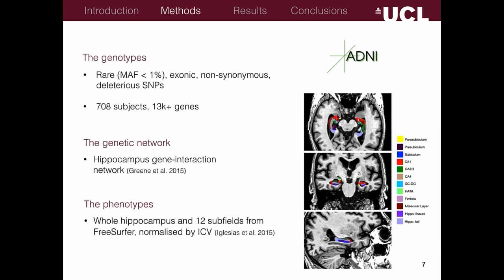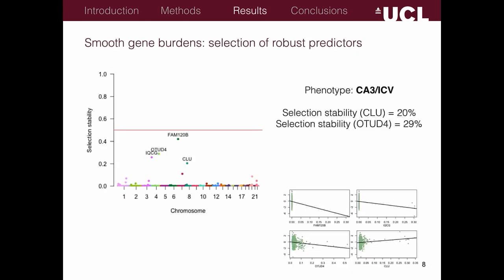And as phenotype, we used whole hippocampus and 12 subfields segmented from T1-weighted MR images with FreeSurfer and normalized by total intracranial volume. As for the results, here we can see the main result in the form of a modified Manhattan plot, where the y-axis represents the probability of a gene being selected by the sparse regression. And we can clearly see that there are 4 genes that stand out in their association with the volume of the CA3 subfield of the hippocampus.